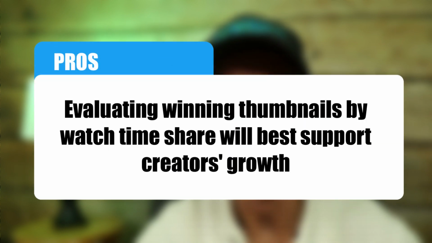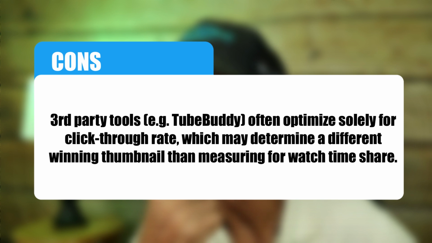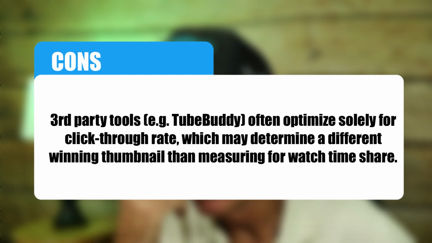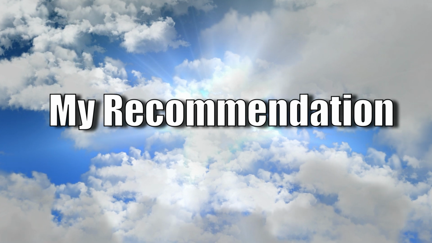Pros: evaluating winning thumbnails by watch time share will best support creators' growth. Cons: third-party tools like TubeBuddy often optimize solely for click-through rate, which may determine a different winning thumbnail than measuring for watch time share. Here's my recommendation.